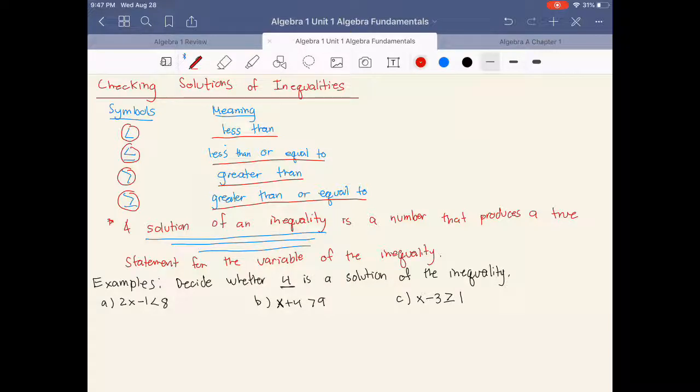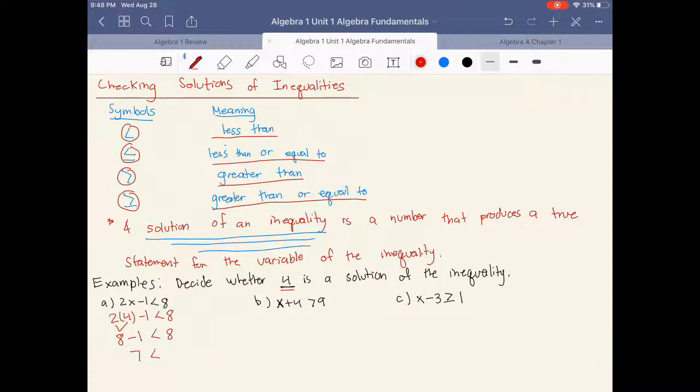So decide whether 4 is a solution of the inequality. For letter A, let's replace x with 4. So 2 times 4 minus 1, is it less than 8? So let's solve it. 2 times 4, following order of operations, is 8, minus 1 gives us 7. Okay?